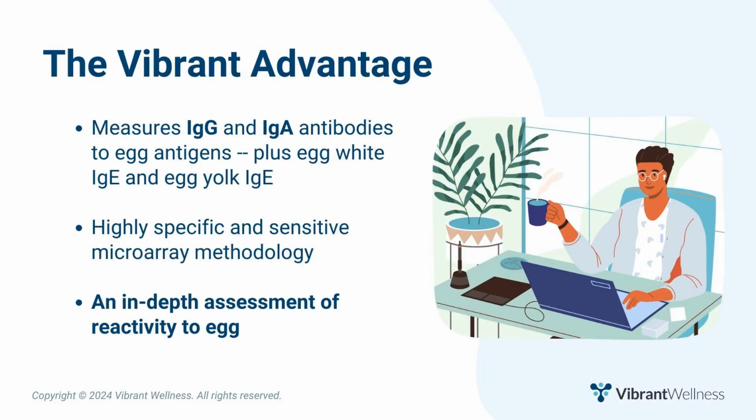In summary, the egg zoomer uses highly specific and sensitive microarray methodology to measure IgG and IgA antibodies to egg antigens, and also includes egg white and egg yolk IgE, providing an in-depth assessment of reactivity to egg.